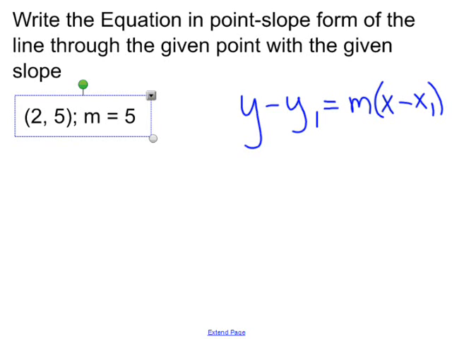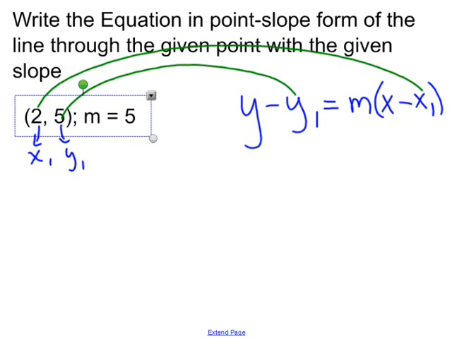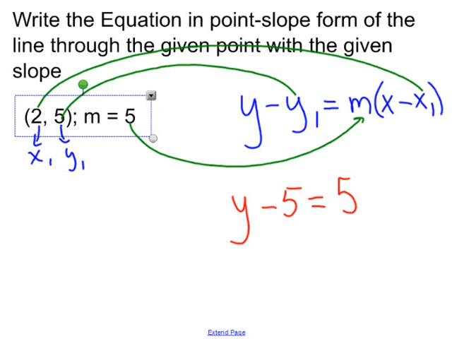If we are asked to write the equation in point-slope form of the line through the given point with the given slope, so I have the point (2, 5) with slope m, this is my x1. The first thing I do is label these x1 and y1, and that's my slope, or my m. Then all I have to do is put my x where my x1 goes, my y where my y1 goes, and my slope where my slope goes. Then I rewrite the equation: y minus 5 equals my slope, which in this case is 5, times x minus 2.